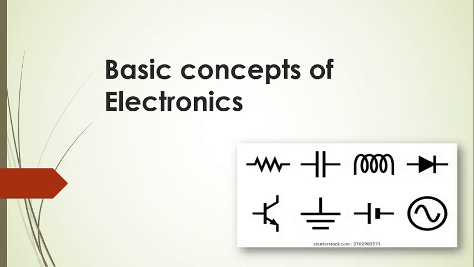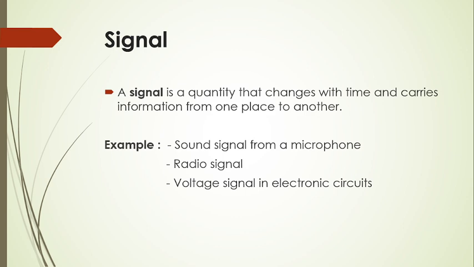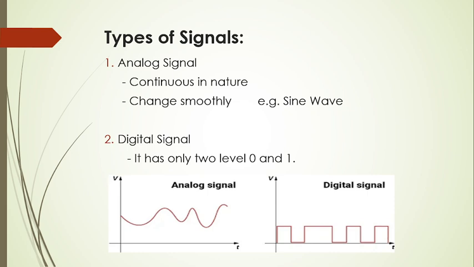The very first concept is a signal. So the signal is a quantity that changes with the time and carries the information from one place to another place. So for example, the sound waves, radio signal, voltage signal, etc. These are the various types of the signal examples which carry the information from one place to another place with the time. There are two types of signal.